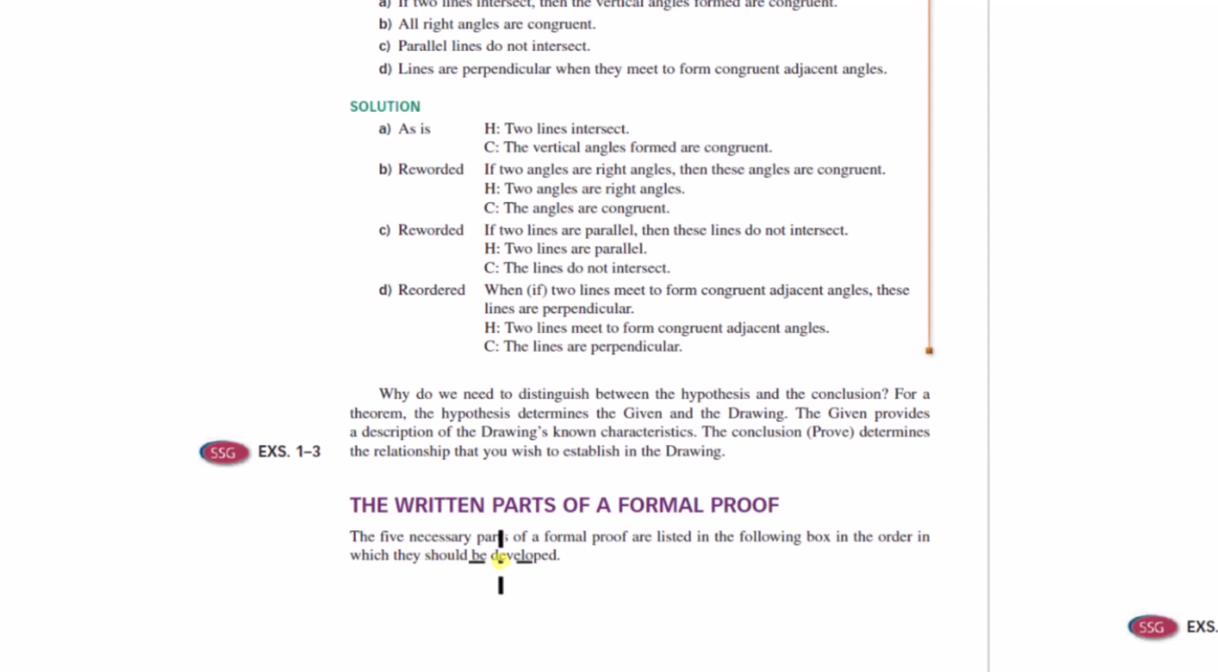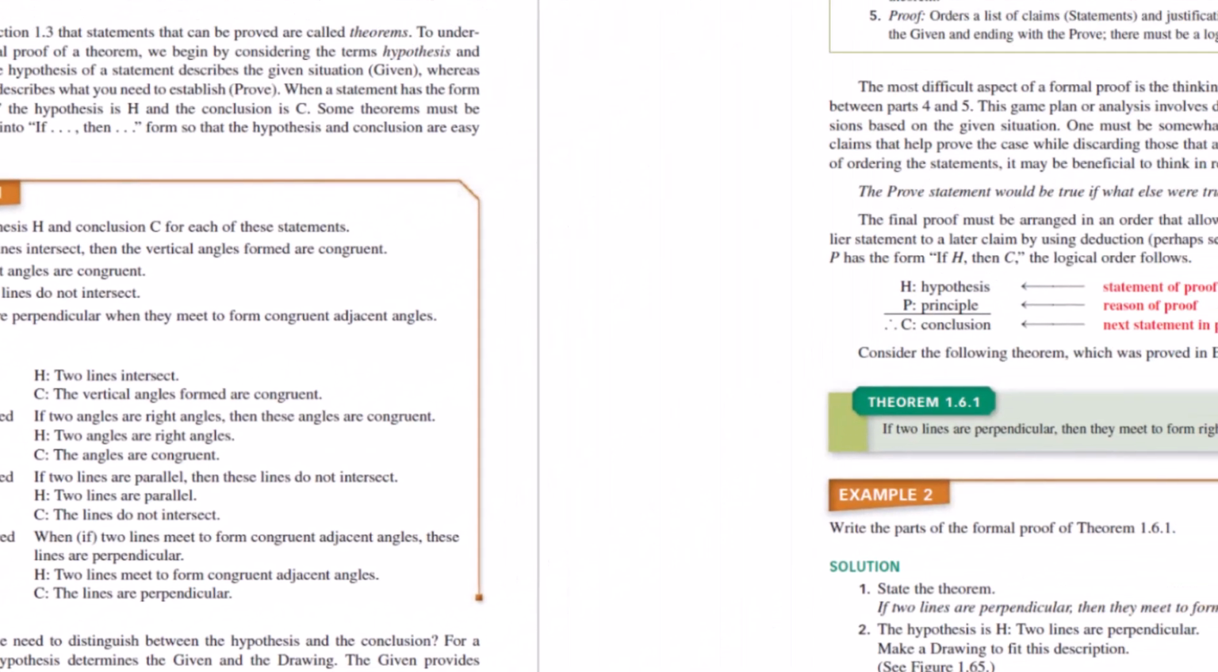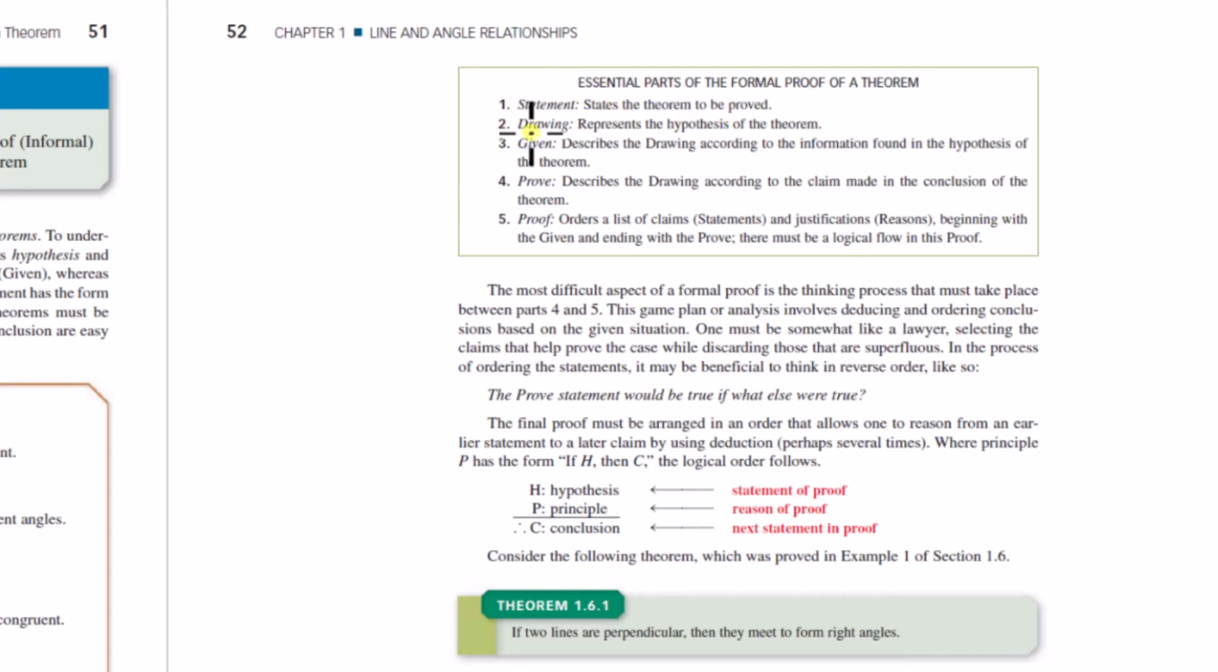The 5 necessary parts of a formal proof are listed in the following box in the order in which they should be developed. The essential parts of the formal proof of a theorem: Statement states the theorem to be proved. Drawing represents the hypothesis of the theorem. Given describes the drawing according to the information found in the hypothesis of the theorem. Proof describes the drawing according to the claim made in the conclusion of the theorem. Proof orders a list of claims, statements, and justifications, reasons, beginning with the given and ending with the proof. There must be a logical flow in this proof.